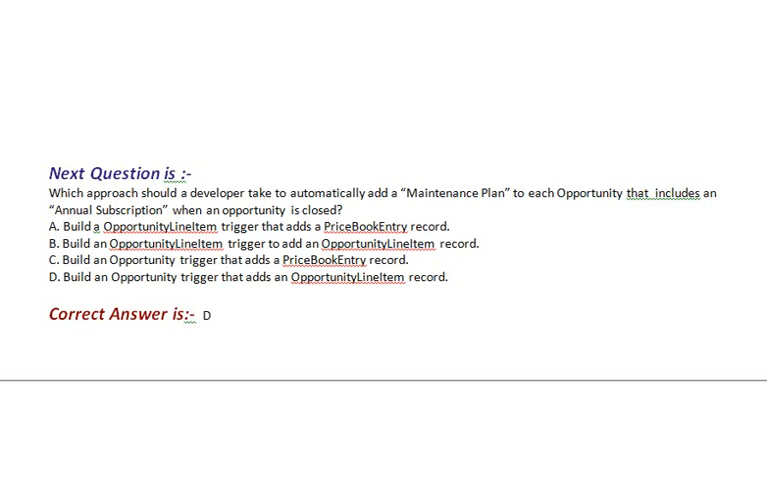Option C, build an opportunity trigger that adds a price book entry record. Option D, build an opportunity trigger that adds an opportunity line item record. The correct answer is option D.